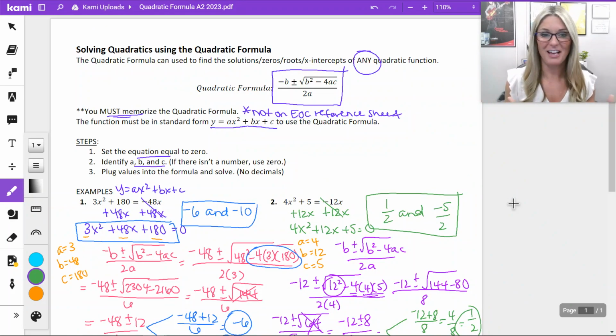I love, love, love the quadratic formula. It is a mouthful of a formula, but it'll solve any quadratic function for you. It's not on our reference sheet, so you must memorize it, love and breathe and use it. It'll be your best friend when it comes to our testing on our benchmarks or on your EOC.